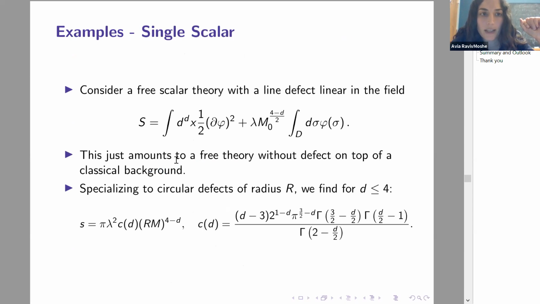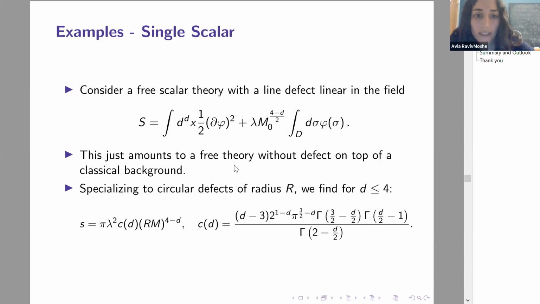The second example that I will show is a single scalar field. So we consider a single free scalar field, free in the bulk. The bulk is just a free theory with a single scalar field, and we add a line defect to it. The line defect is linear in the field. M0 is the mass scale, lambda is the coupling. Now, this theory one can simply solve, and it's just equivalent to having a free theory with no defect at all that sits on top of a classical background.